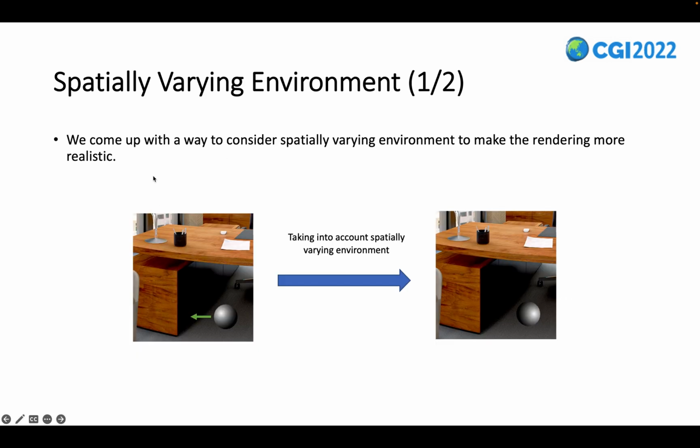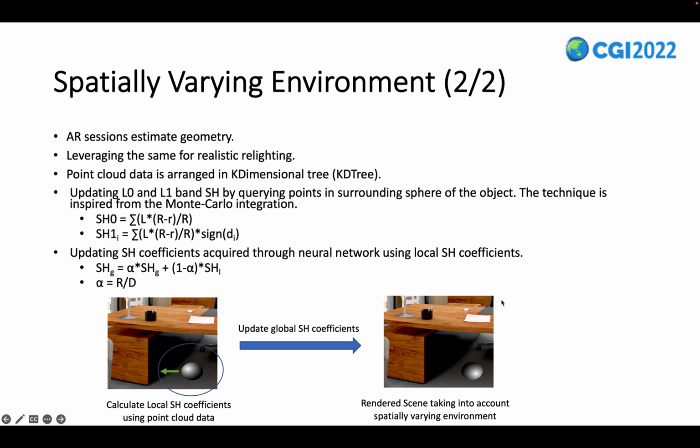So in this slide I am going to explain the spatially varying environment. What happens is this virtual object, which is a sphere, is placed just below this table. So at the left side of the sphere there is this dark wall. Because of that, some kind of black effect should be there at the left side of the sphere. That is what is happening on the right side. So after we take into account the spatially varying environment, we can see that some kind of black effect is visible at the left side of the sphere because of this dark surface.